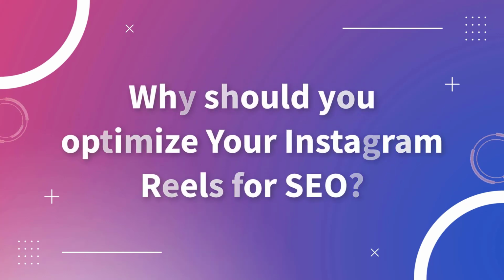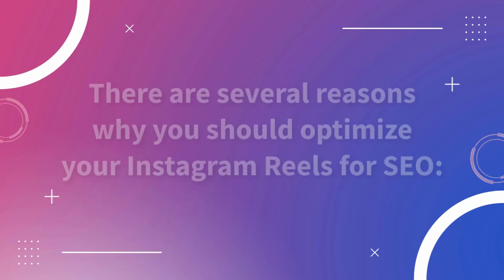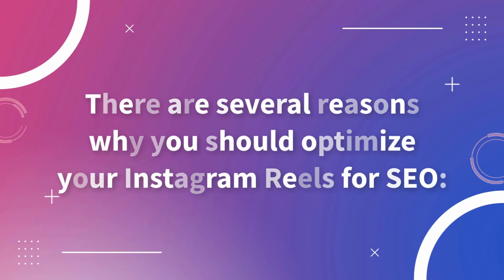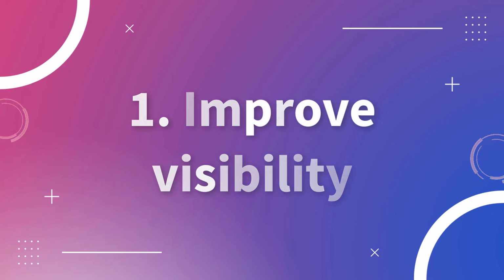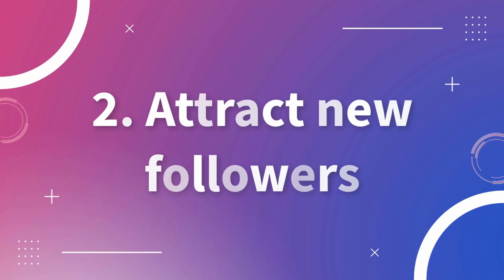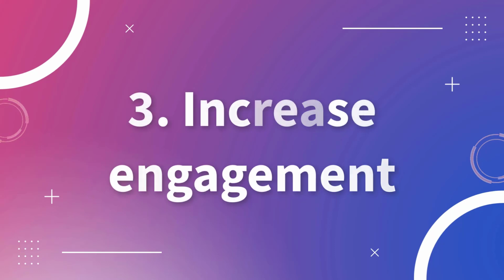So, why should you optimize your Instagram Reels for SEO? There are several reasons. 1. To improve visibility. Optimizing your Reels for SEO can help improve their visibility in the search results, making it more likely that people will discover your content. 2. To attract new followers. By ranking well in the search results, your Reels can attract new followers who may not have discovered your content otherwise. 3. To increase engagement.